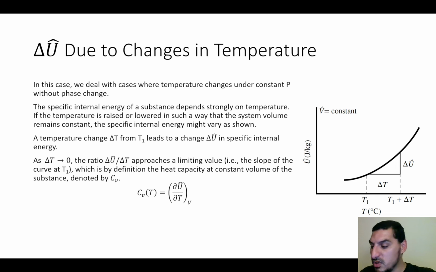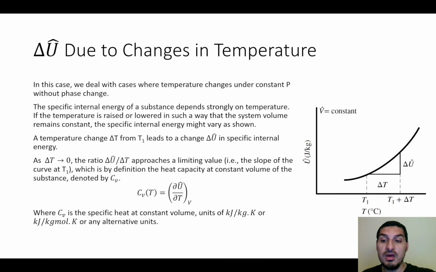But for now, this is what we need to know, that CV, which is the specific heat capacity at constant volume, is equal to the slope of the plot of U and T. So it's the change of U with respect to T at constant volume. And of course you can predict the units. It's going to be the units of specific internal energy divided by the units of temperature. So it's going to be joule per mole or per kilogram divided by Kelvin. So it's kilojoule per kilogram Kelvin, kilojoule per kilogram mole Kelvin, or any alternative units in SI units or in any other system of units. So this is what we need to know about the CV.